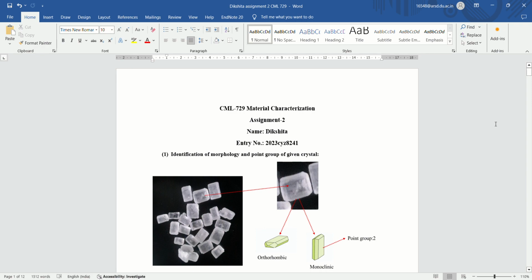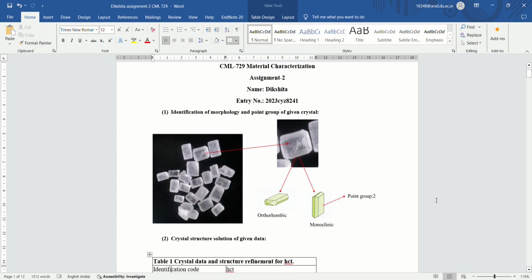Today I'll give the presentation of assignment 2 of the CML 729 course. In the first question, we were asked to identify the morphology of the given crystals and identify their point groups. At first glance, their morphology seems to be orthorhombic, having all three axes unequal in length, and all the angles seem to be perpendicular to each other.